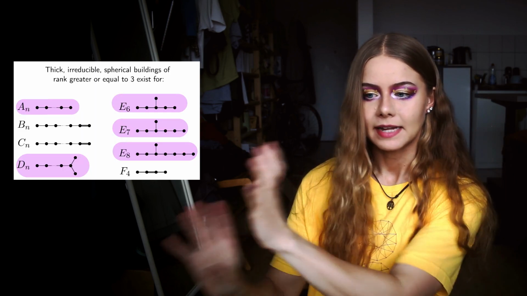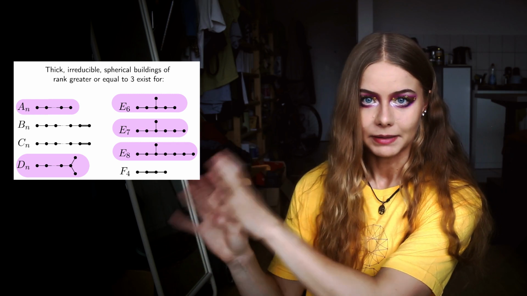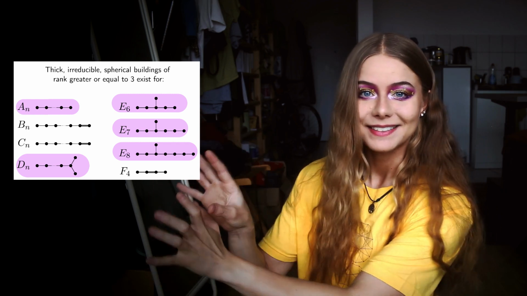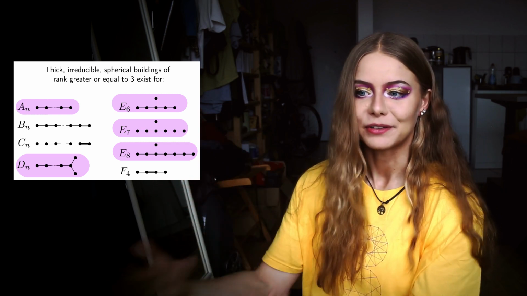And one reason why I am interested in Coxeter groups is that if we look at this list of the finite Coxeter groups, then for some of them it is the case that thick irreducible spherical buildings exist. And these buildings are exactly what my research is all about. I promised Coxeter complexes, so let's talk about Coxeter complexes next.